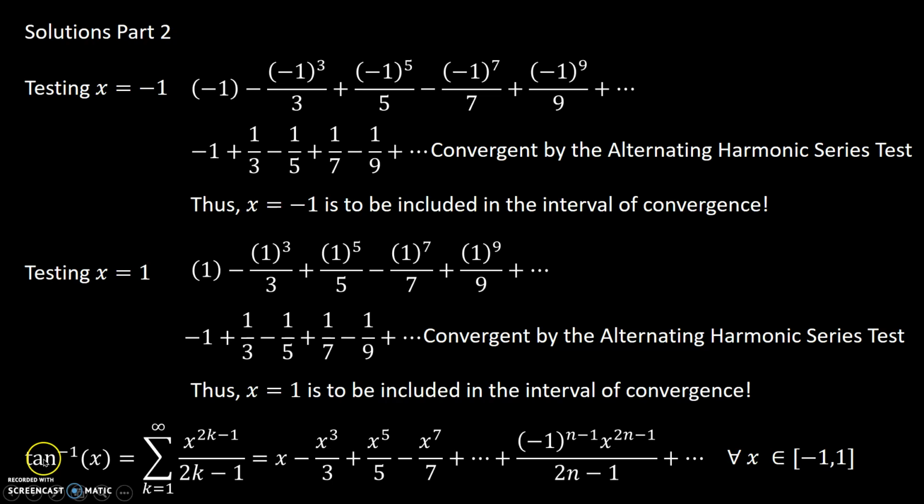So now we have that the arctangent of x can be represented by a power series that is alternating and has all the odd powers divided by that power. And there's a -1 to the k minus 1 missing here. So include that in your notes.